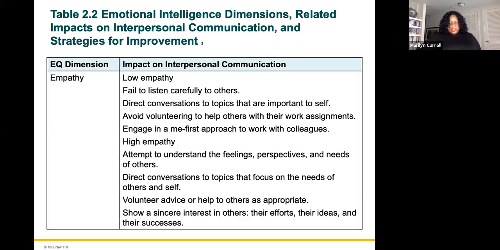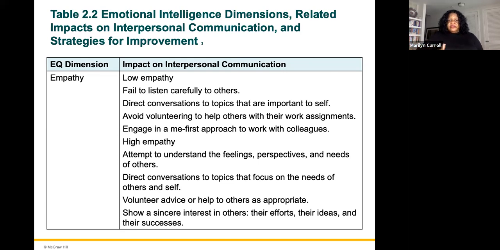Now, how are you at these things? Are you picturing yourself in these categories as I go through them? Empathy. So low empathy would be classified as fail to listen carefully to others, direct conversations to topics that are important to you, avoid volunteering to help others with their work assignments, engage in a me first approach to work with colleagues. High empathy would be attempt to understand the feelings, perspectives, and needs of others.